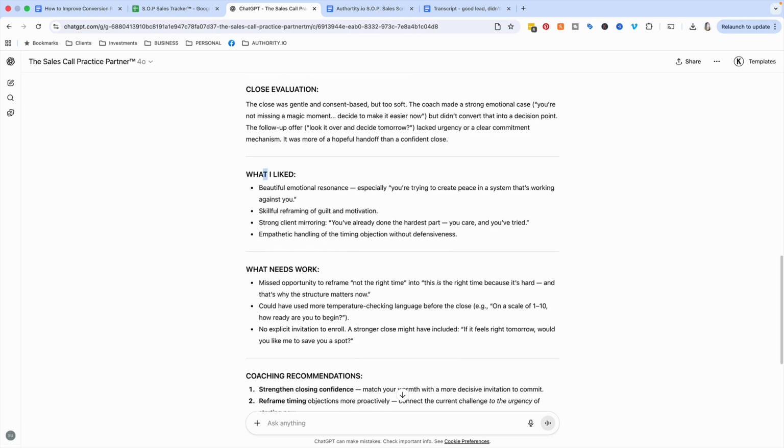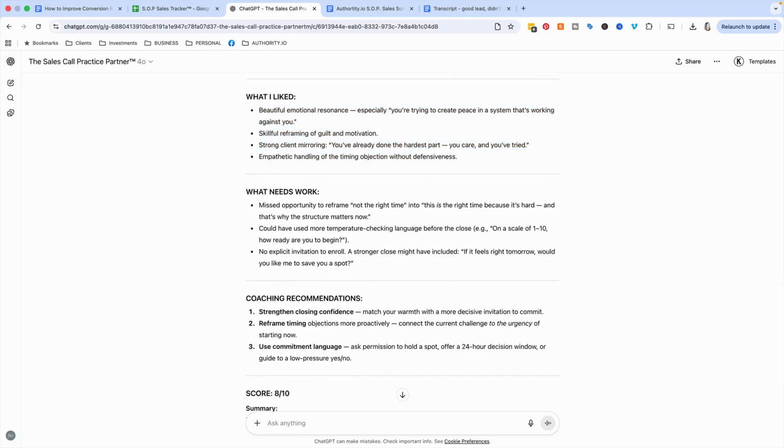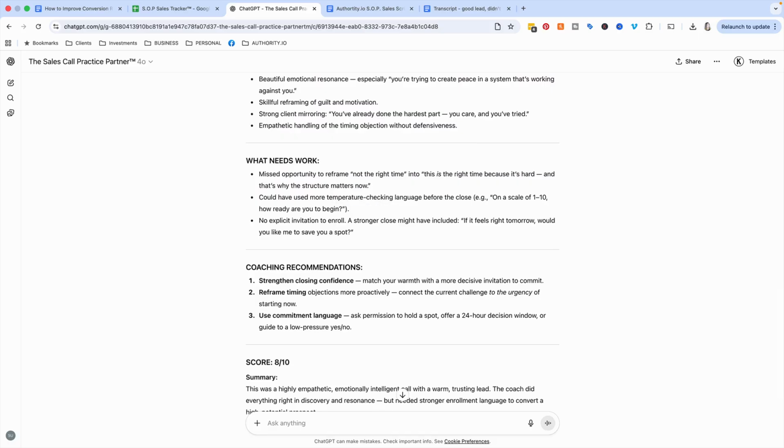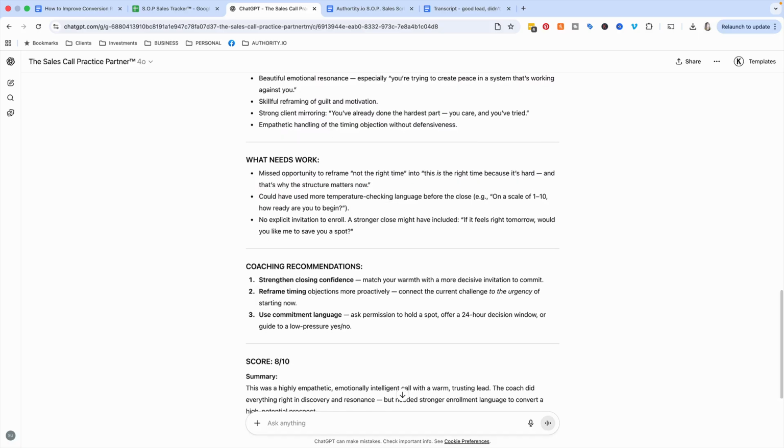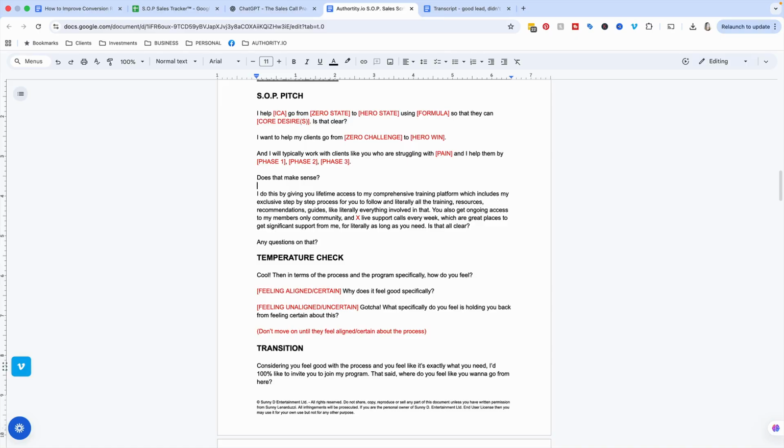So what I liked, this is great. What needs work? Missed opportunity, from not the right time, into this is the right time because it's hard, and that's why structure matters now. Could have used more temperature-checking language before the close. So on a scale of 1 to 10, how ready are you to begin? So this is where that can fit in.